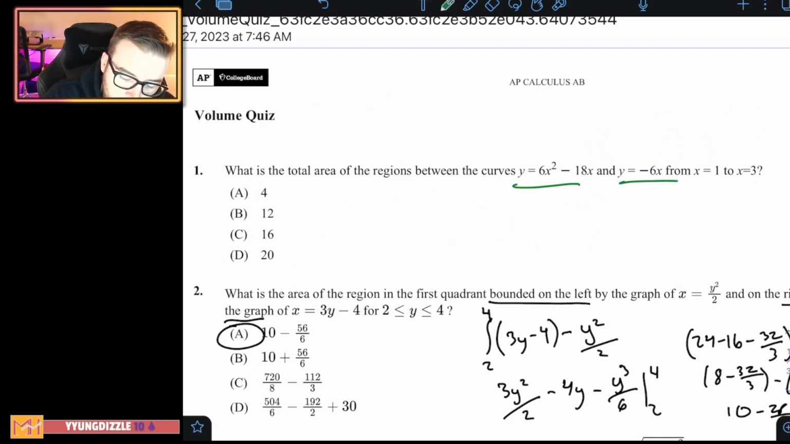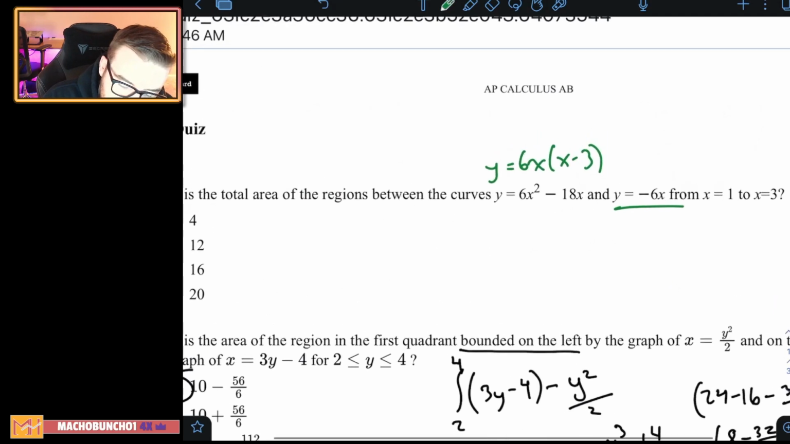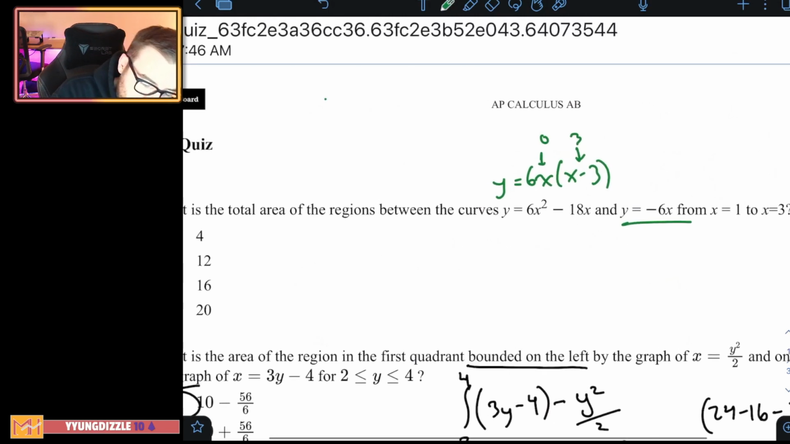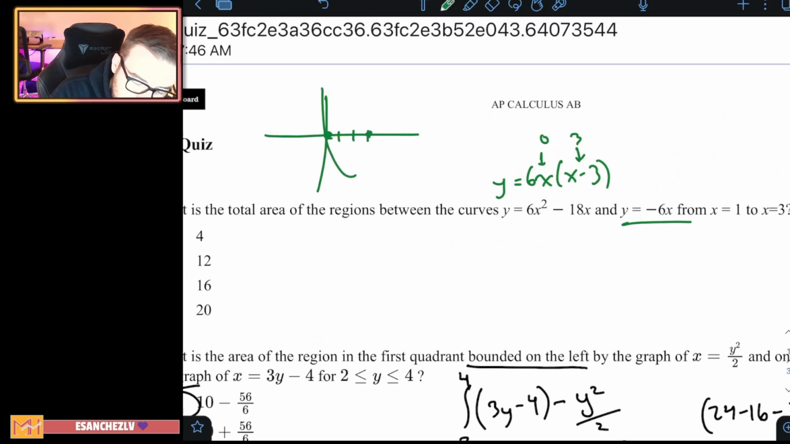So, I think it's nice to factor the parabola. They've got a GCF of 6x, you're left with x minus 3. Why do I factor it? Because now I can see that the zeros are at 0 and 3. So I know my parabola touches the x-axis at 0 and 3, and so the parabola is going down like this.